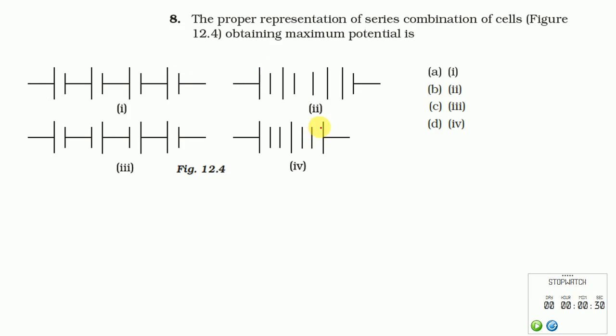Chalo. Next question. I will not explain it. It's enough to be answered in 30 seconds. The proper representation of a series combination of cells. Yes, there was a difference between the cell and battery. What is the representation of a cell and what is the representation of a battery? There is some difference in it, so you have to think over it. What is correct?